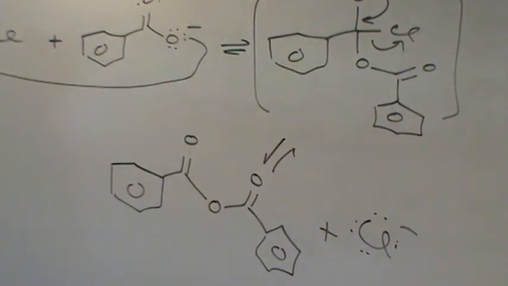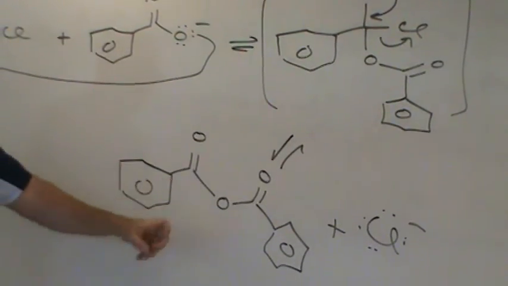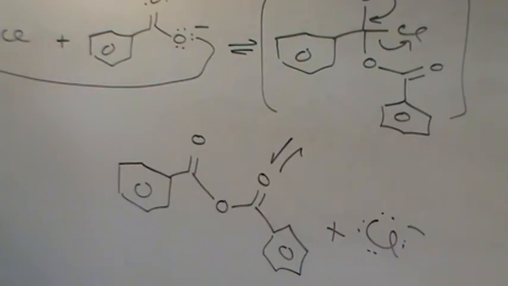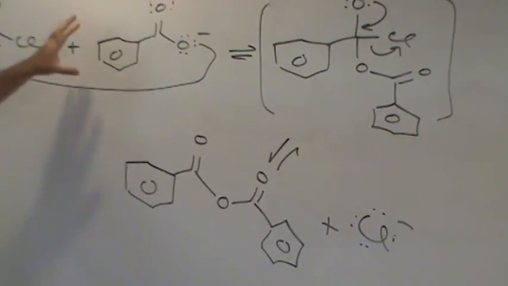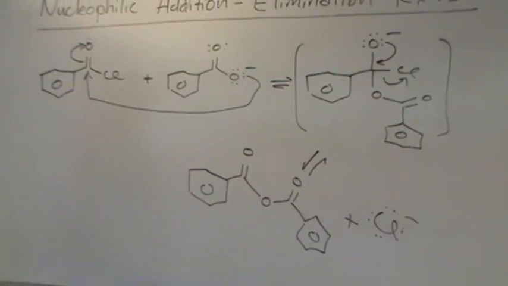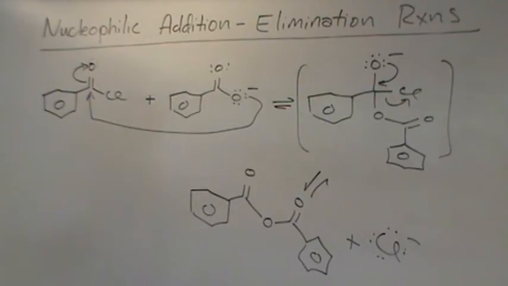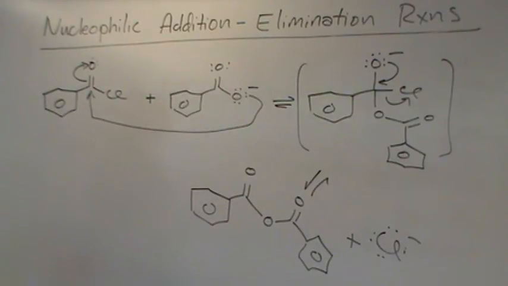There's your anhydride. In this particular case, it's a symmetric anhydride because I've got phenyl groups on both sides, only because I started with this acid chloride and this carboxylate anion. Nucleophilic addition elimination, really important. Mechanistically, in my opinion, compared to all the mechanisms you've seen, fairly simple, fairly straightforward. But it's a very important reaction because it converts one type of carboxylic acid derivative into all the other types.